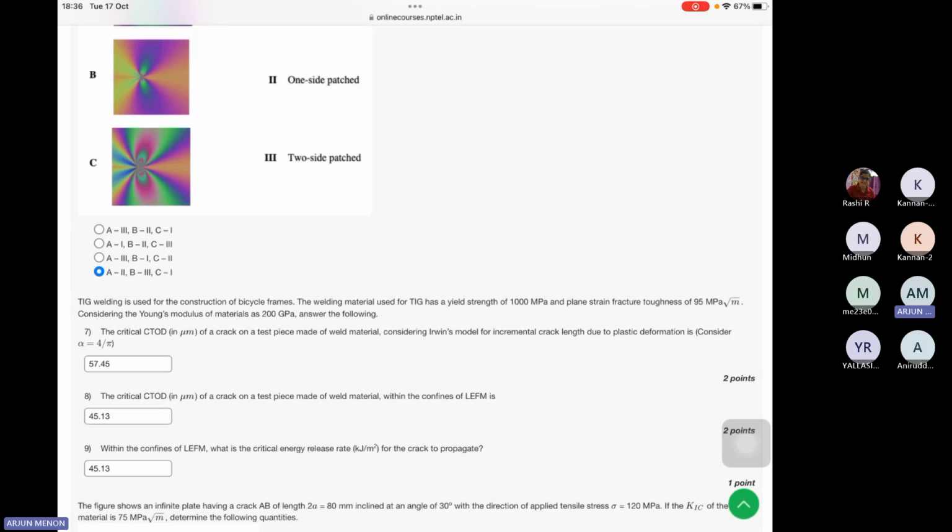And eighth question, they are asking within the confines of LEFM. I had just made a note from sir's video: Wells obtained alpha as 4 by pi, which was found to be inconsistent with an energy balance approach. If energy balance is used, it will become unity, and he subsequently adopted this as universal. So this equation shows that where LEFM is applicable, the COD approach is also consistent with it. So within the confines of LEFM, I took alpha as 1.